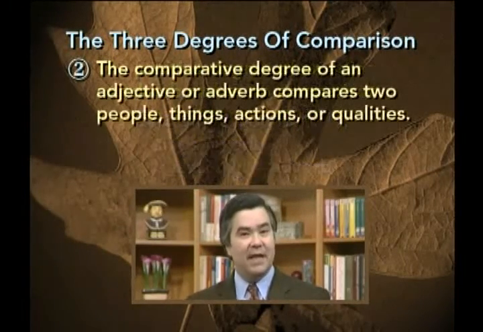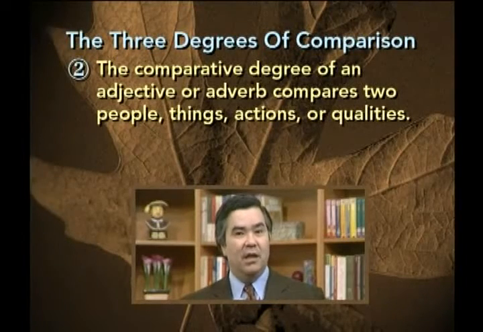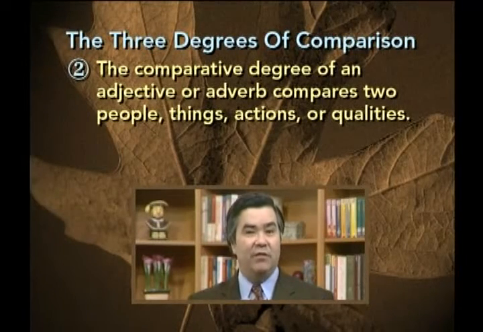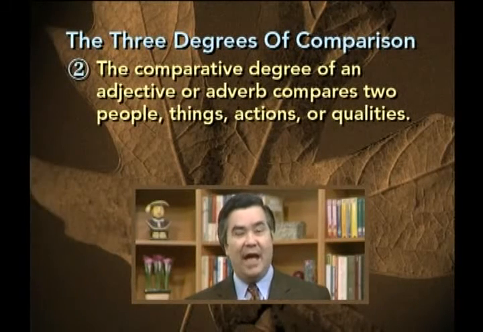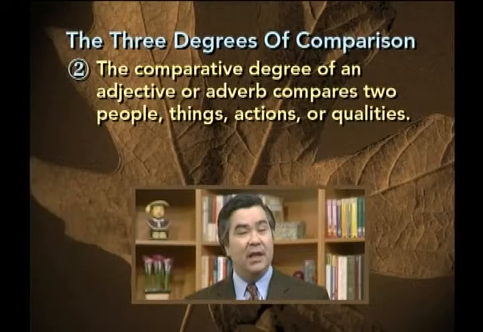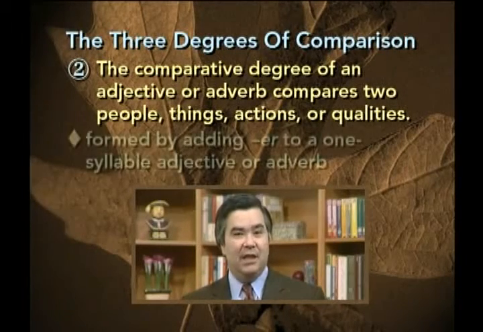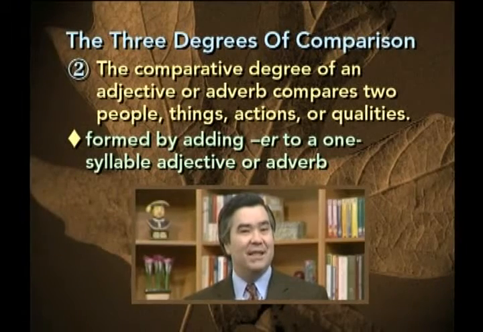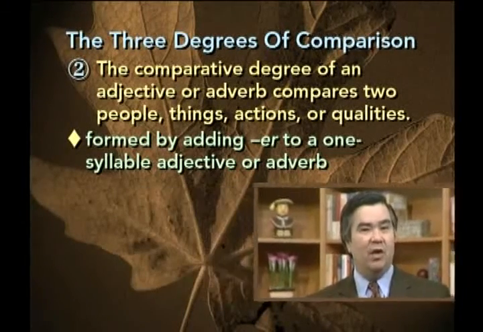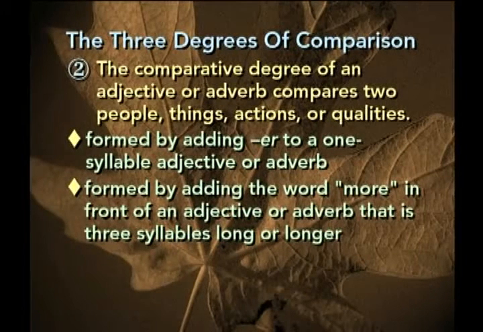Next, the comparative degree. The comparative degree of an adjective or adverb compares two people, things, actions, or qualities. It's formed in one of two ways. It can be formed by adding the letters ER onto a one-syllable adjective or adverb. Or it can be formed by adding the word more in front of an adjective or adverb that is 3 syllables long or longer. Let's take a look at some examples.